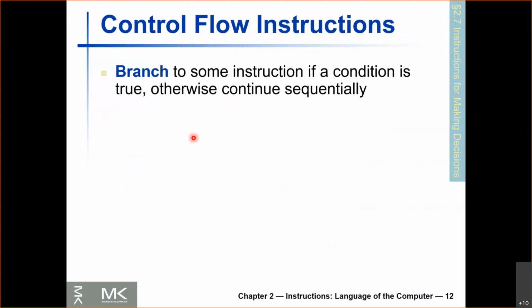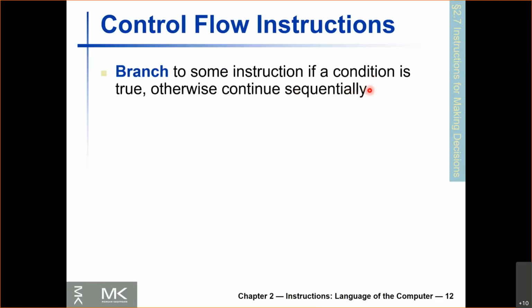So one kind of control flow instruction is a branch instruction. What a branch instruction does is that it branches to some instruction, so it transfers execution to another instruction, if some condition holds, and otherwise it's going to continue executing sequentially. So we're either going to go to some instruction if some condition is true, and if the condition is false, we're just going to continue executing the next instruction.